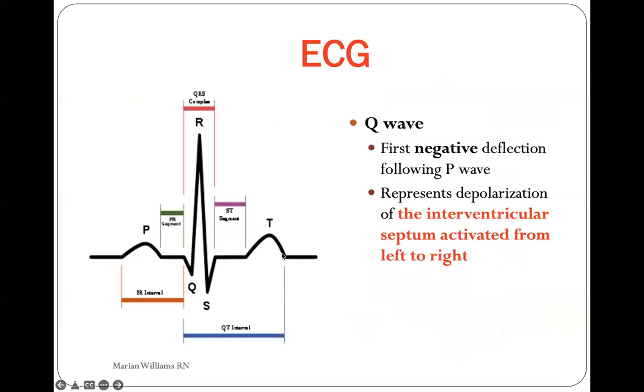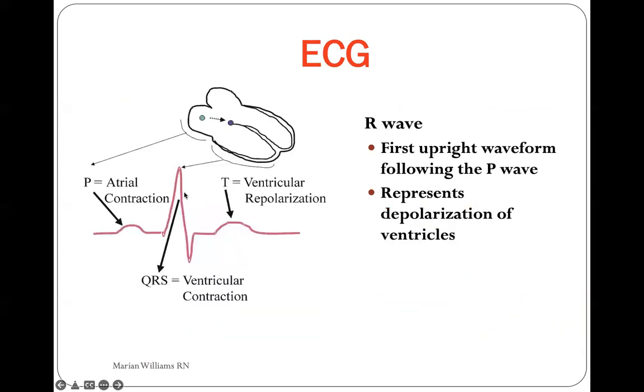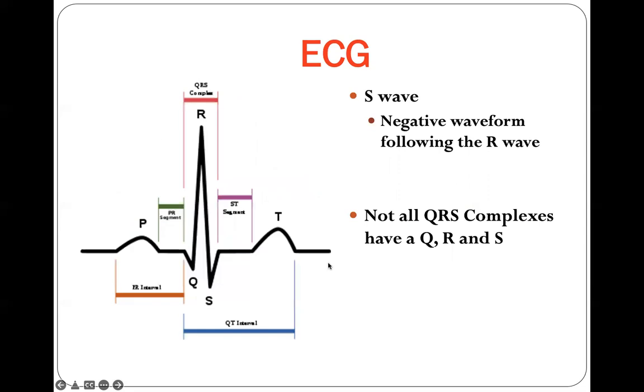Okay, so Q wave is the first negative deflection following the P wave. It represents depolarization of the interventricular septum from left to right. The R wave is the first upright waveform following the P wave and represents the ventricular depolarization.